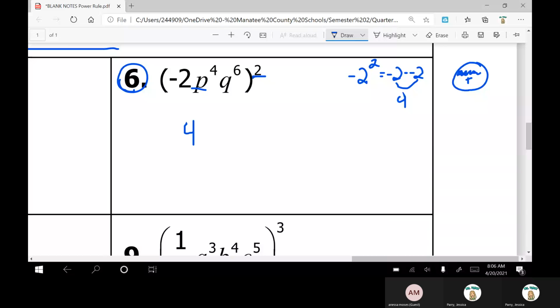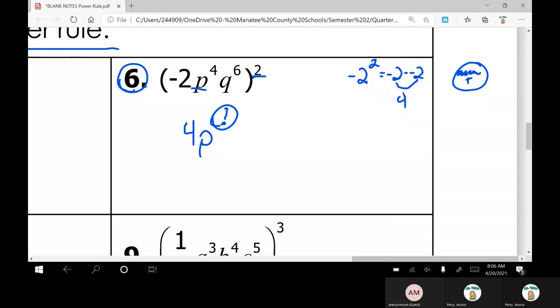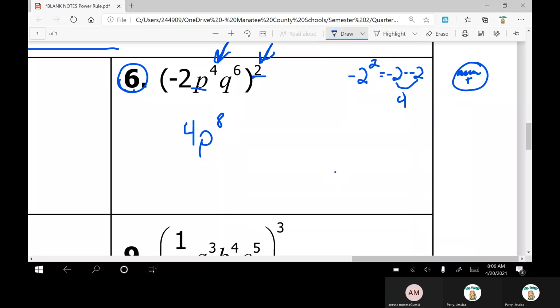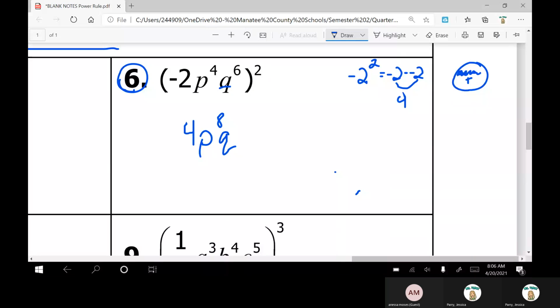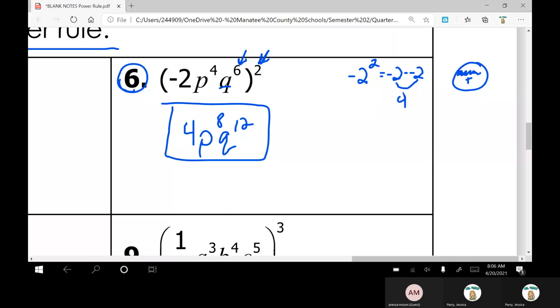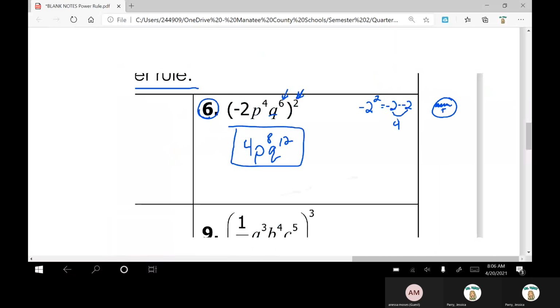And then I can go on to my next variable, p. What would my new exponent be for p? All you do is multiply the exponents. 4 times 2 is 8. Perfect. Good job. And then going on to our last variable, q. Multiply your exponents. 6 times 2 is 12. So then your final answer, 4 times p to the power of 8 times q to the power of 12. And then that is your final answer. Let's do another one.